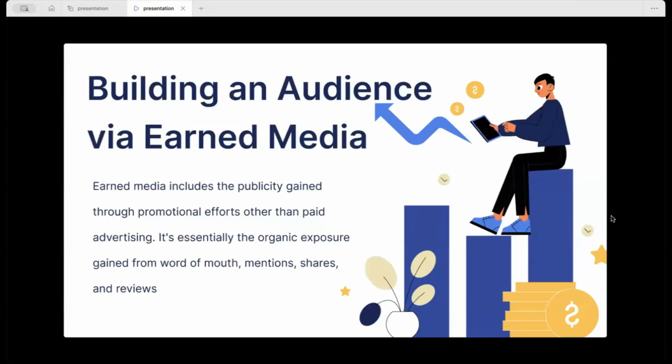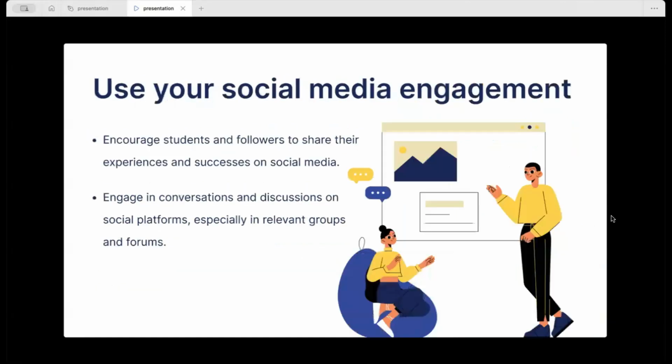Now, let's see how you can build an audience via earned media. So earned media includes the publicity gained through promotional efforts rather than paid advertising. So here you don't need to have financial investment. Here, word of mouth, mentions, shares, reviews, they work.